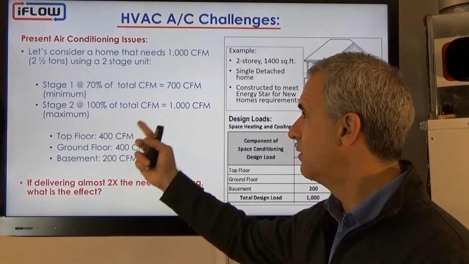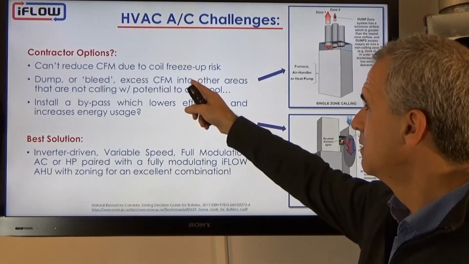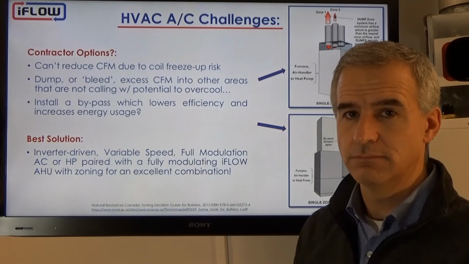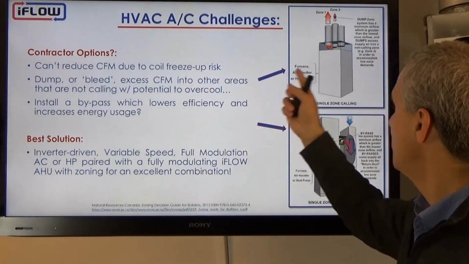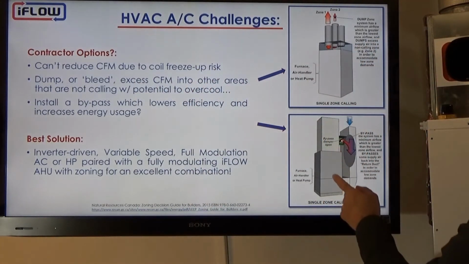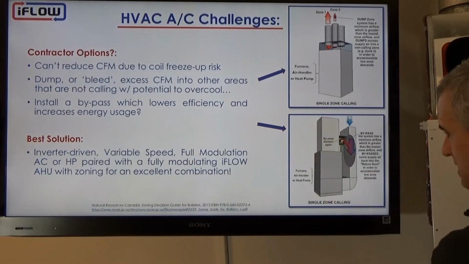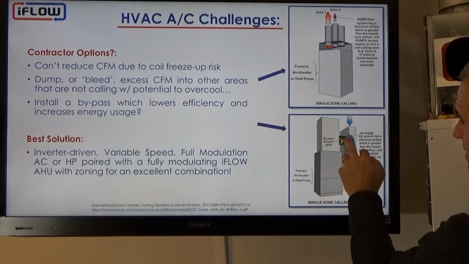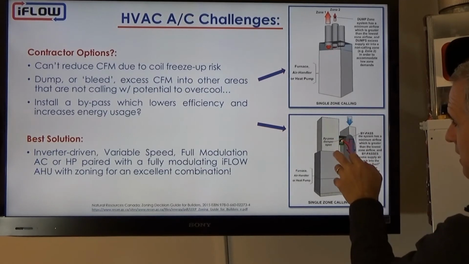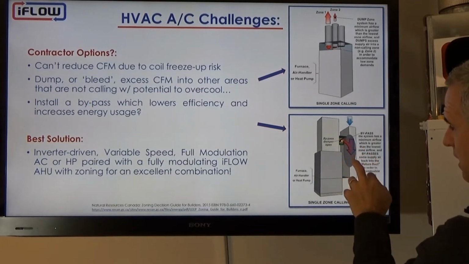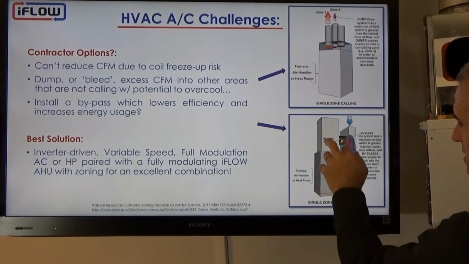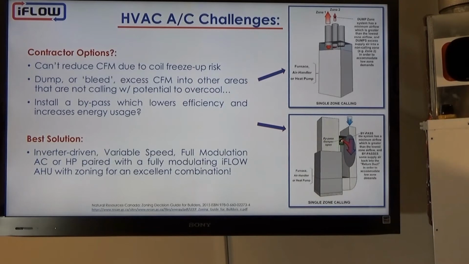We only need 400. So what they're going to have to do is they can't reduce the CFM because it's a 2-stage unit. So they have to run a bypass, and that bypass means that they'll be delivering the 700 CFM out. Well, I only need 400 CFM, so that other 300 CFM is going to come back here and be cycled around and around and around again.